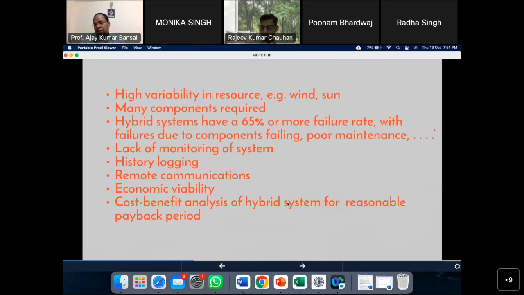It can be due to component failure. It can be due to the availability of the resources. It can be due to poor maintenance of the system, because the components require regular maintenance. There can be a lack of monitoring of the system. We always require history logging of the system, because the system we design requires a large amount of data of the weather parameters, load, etc. when we are designing. So we have a large amount of data which we have to analyze.